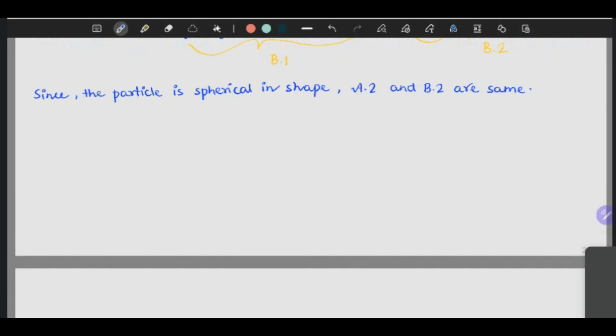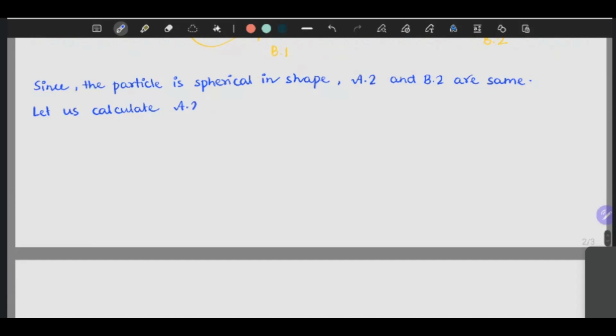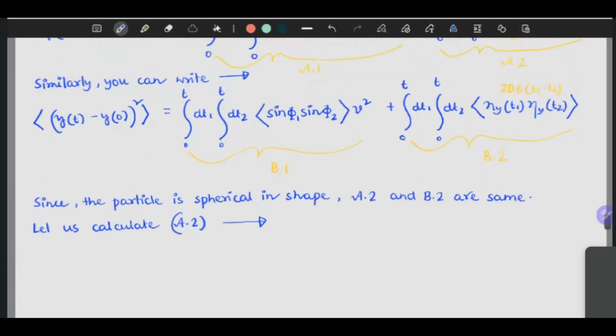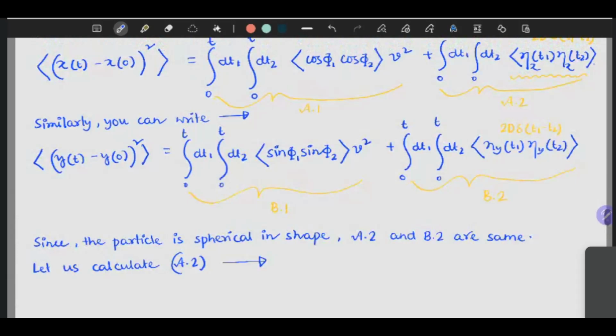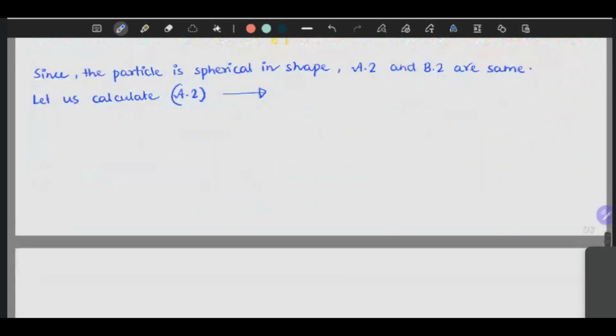Okay, so let us calculate, let's say, a2. If we calculate a2, we'll get the b2 thing also. This is the same as, like, we have solved this thing, right? We have solved this problem.